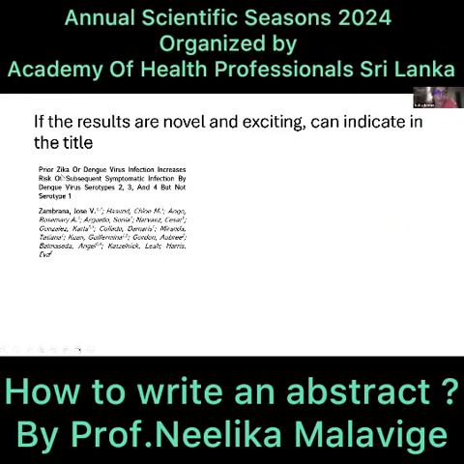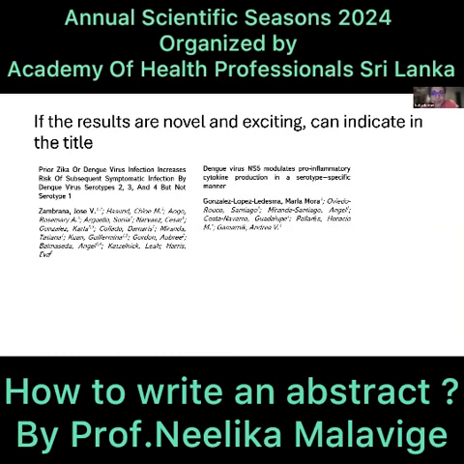So if you read this title: Prior Zika or dengue virus infection increases risk of subsequent symptomatic infection by dengue virus 2, 3, and 4 but not 1. Okay, that is a one-sentence summary of the whole research. So if you have novel and exciting things, you can also summarize the whole study in your title. As soon as I read this, I want to read this abstract. As soon as I read the title, okay, this study is talking about this, which I'm very much interested in. What have they done and how have they found this?